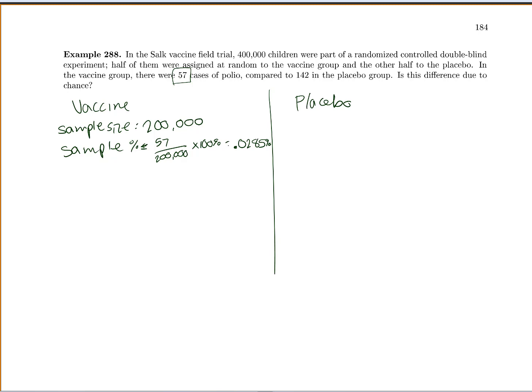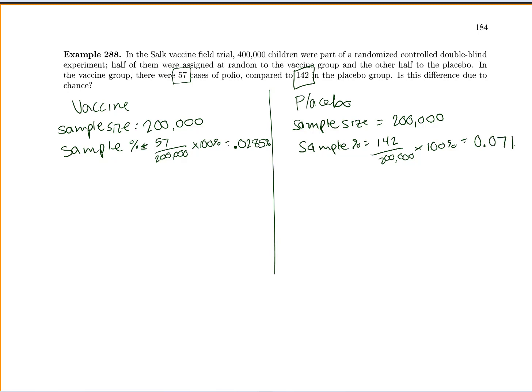For my placebo, we again have a sample size of 200,000. The hardest part of the problem is making sure you type in enough zeros, or the right number of zeros. And your sample percent is, let's see, in the placebo group we have 142. So 142 divided by 200,000 times 100%, which should give me 0.0710%.